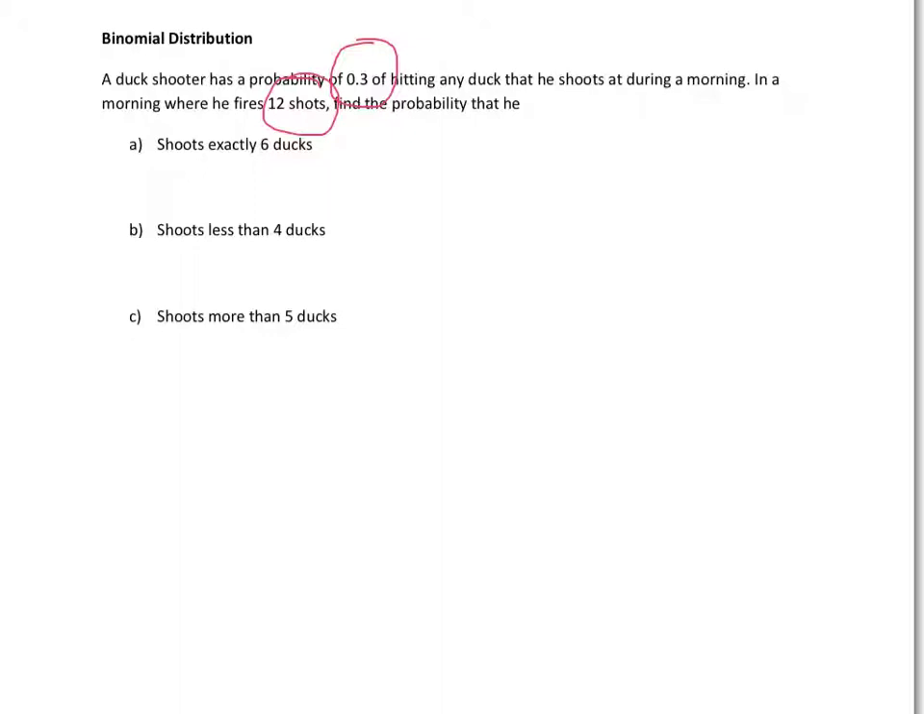We then have the other two requirements. Each trial is independent. You assume each shot is independent. The fact that he missed the last time won't affect whether he hits or misses the next time. And we have two outcomes: he either hits the bird, the clay duck, or he doesn't. Okay, so shooting exactly 6 ducks, we want the probability that x is exactly equal to 6.